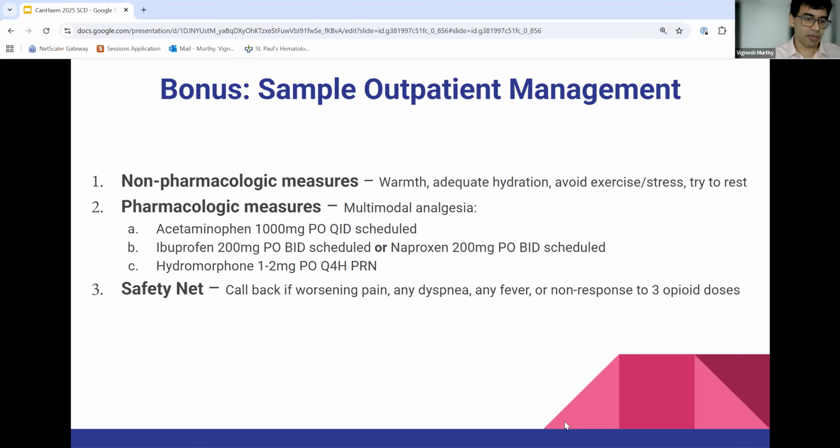Multimodal analgesia, it's the same types of medication, right? It's still Tylenol, an anti-inflammatory, and an opiate, but of course the doses and routes are slightly different. The safety netting here is to have patients contact you back or proceed to the ER if they're having worsening pain, any dyspnea, any fever, or lastly, if they're just not responding to 3 doses of opioid. At that point, you're probably not going to get too far with oral hydromorphone, and they probably do need to come in for an assessment and IV opiates.